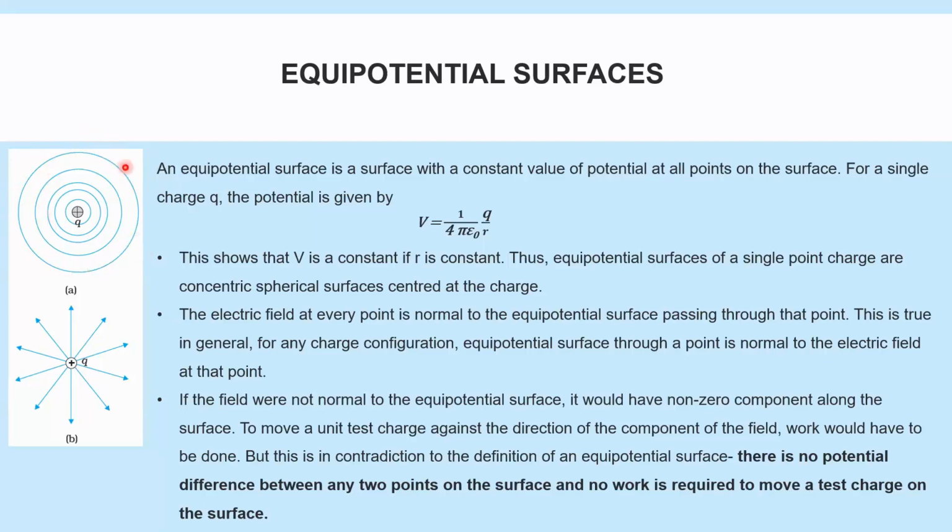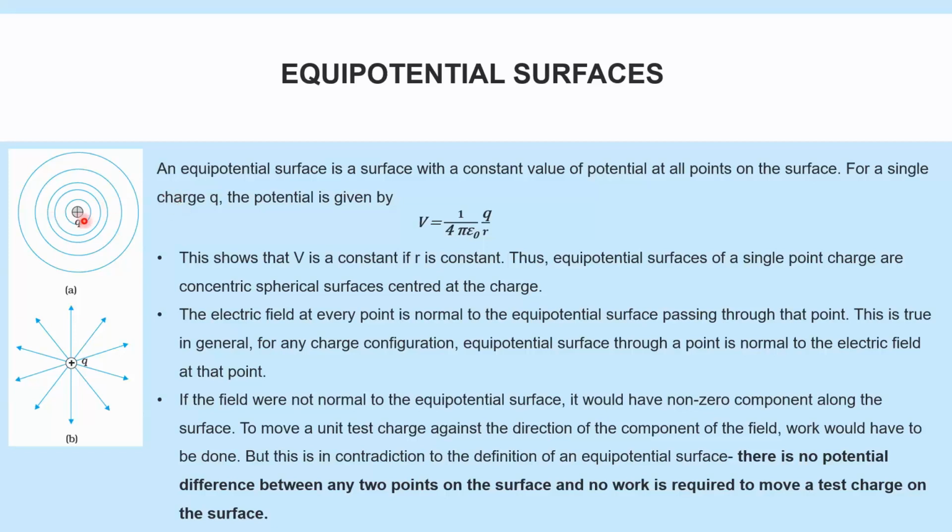Since all the potential values on this surface are equal, that is why this surface is called an equipotential surface. Similarly, you can see these concentric circles. Maybe the potential value of this surface is different from this surface, and this is also different, but any point on these surfaces will have an equal value of potential.